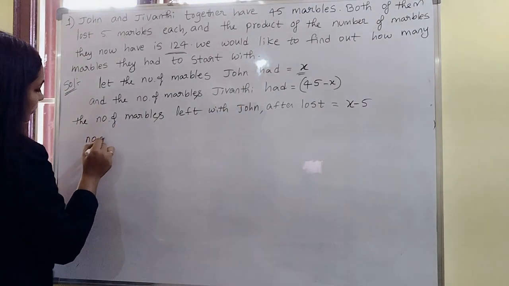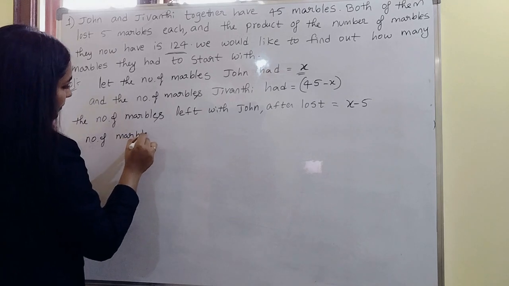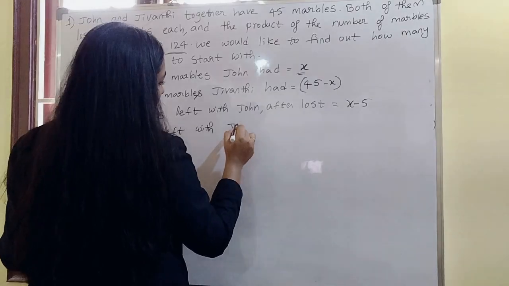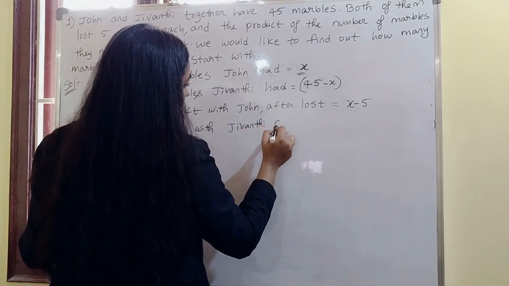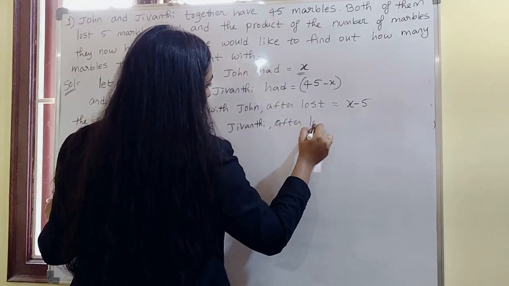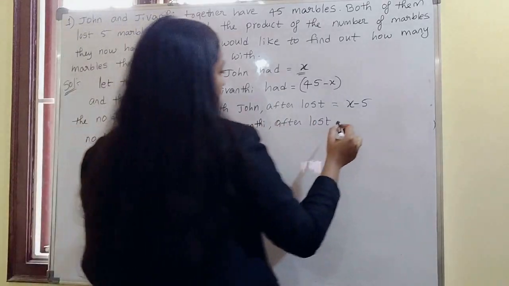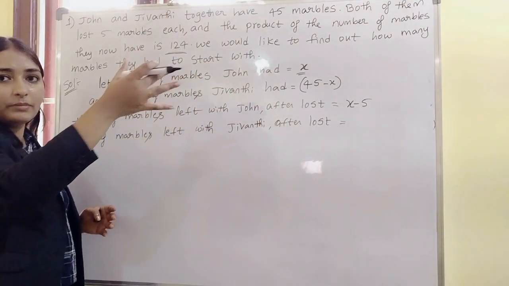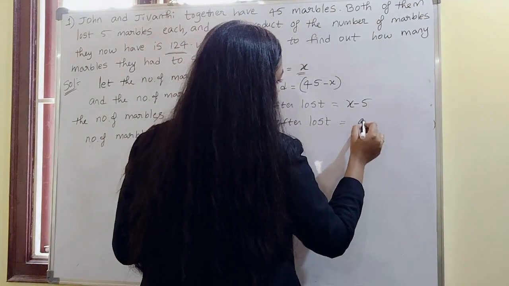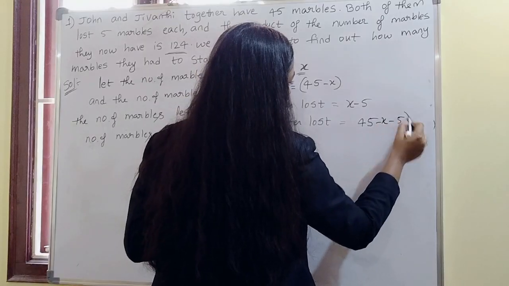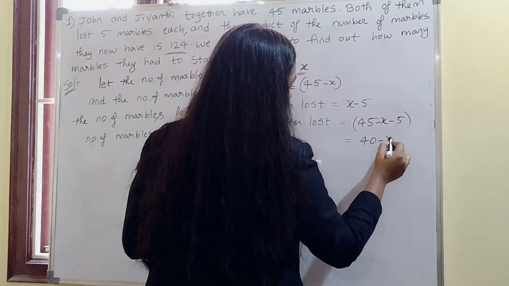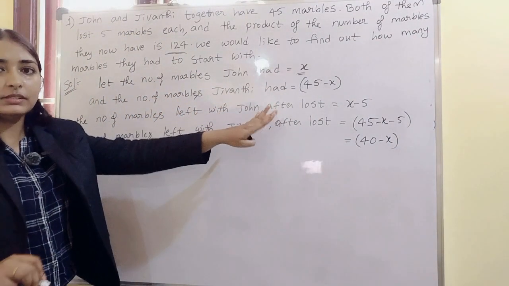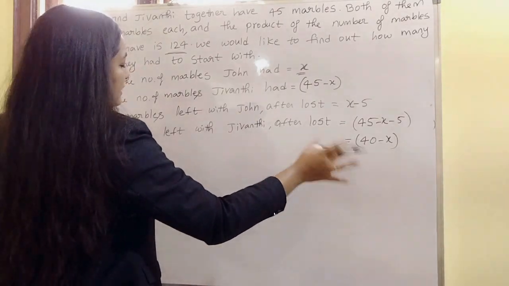And the same for the number of marbles left with Jivanti after losing 5 marbles. So tell me, initially how many marbles did Jivanti have? 45 minus x. So we subtract 5 from 45 minus x. It would be 40 minus x. Is it clear? So right now John has x minus 5 marbles and Jivanti has 40 minus x marbles.